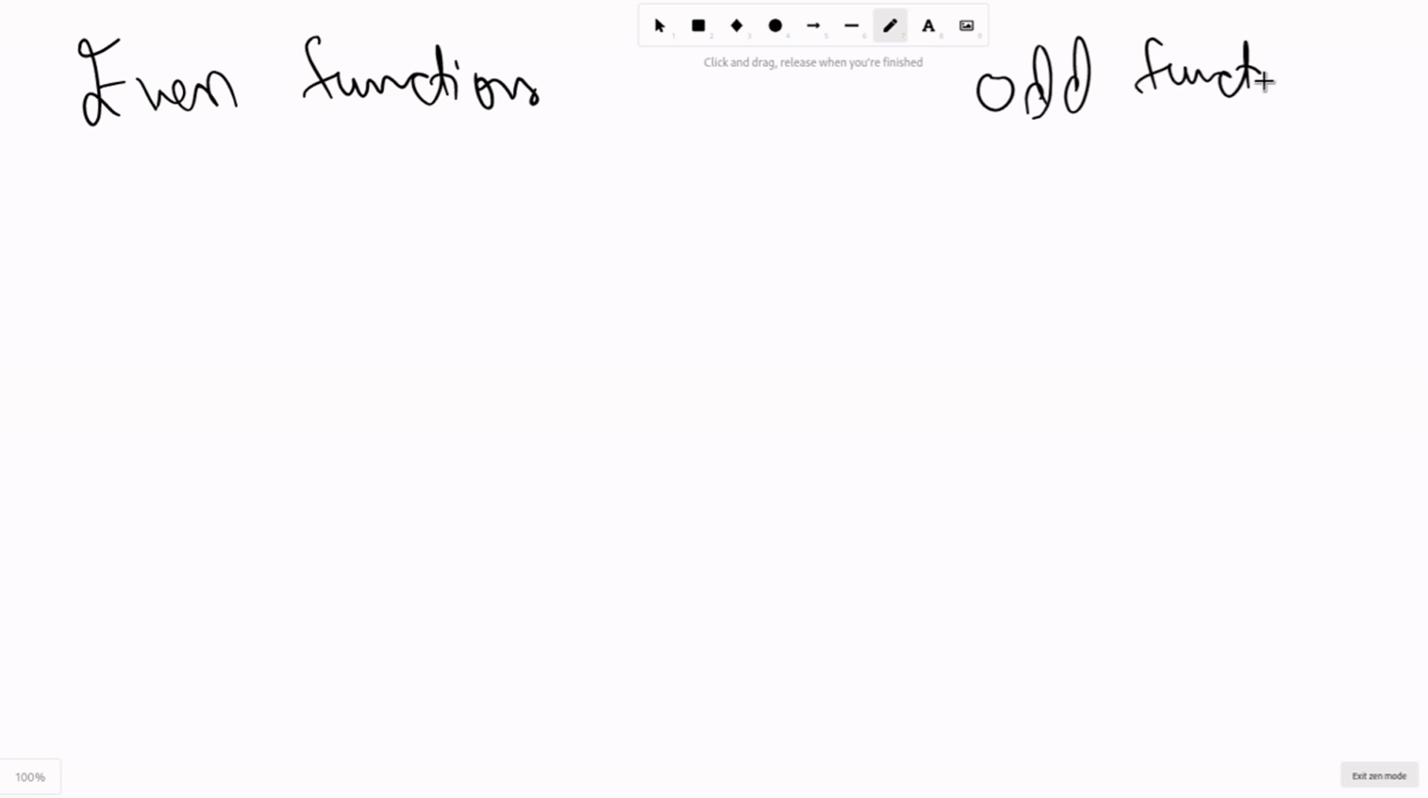Now, how they get their name is that x square, x to the power 4, x to the power 6 are all even functions, and x to the power 1, 3, 5 are odd functions. So that is how they get their name. If they have an even exponent, then they are even functions; odd exponent, odd functions.